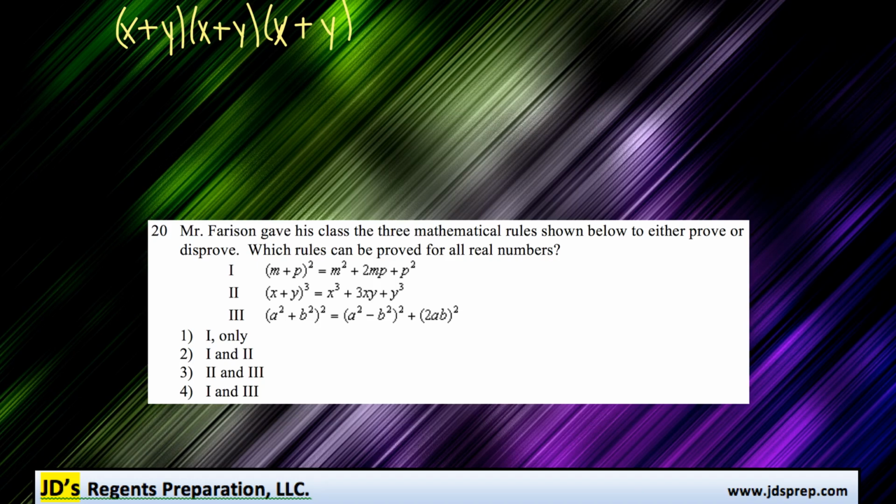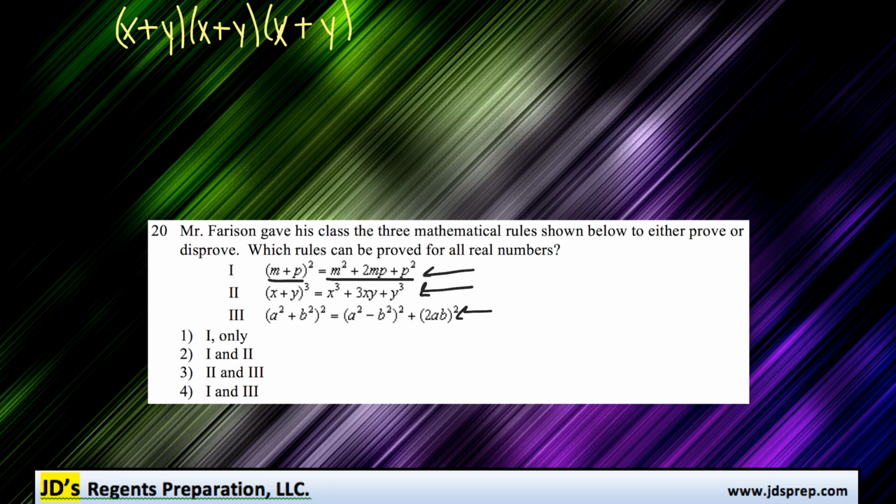Welcome to question number 20 from the August 2016 Algebra 2 exam. In this problem, we're trying to figure out which of these three rules are true for all real numbers. Looking at the first one, it's quite simple. It's m plus p all squared. We can see the expanded form of that being m squared plus 2mp plus p squared.